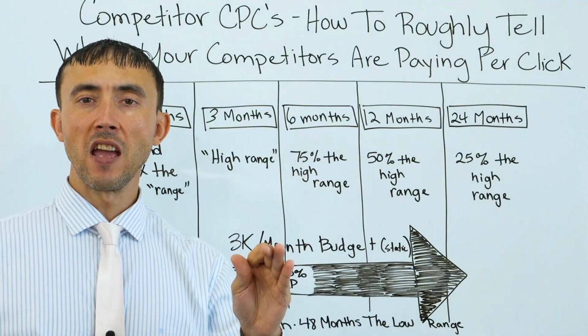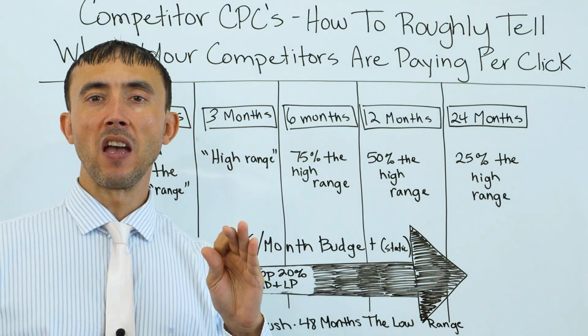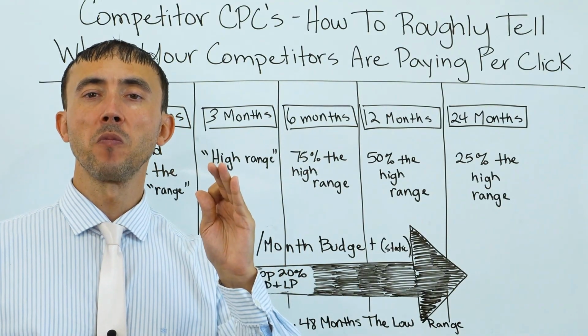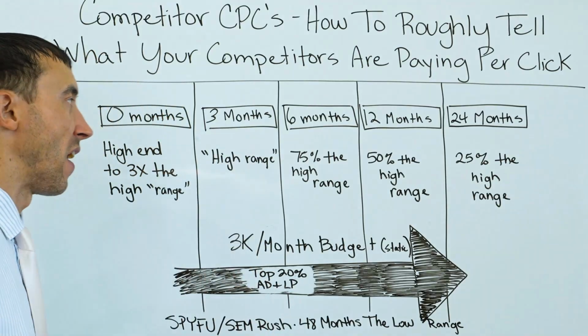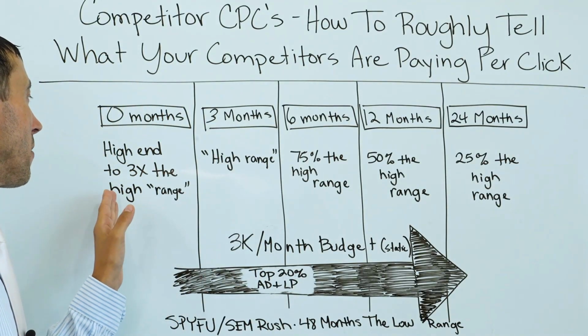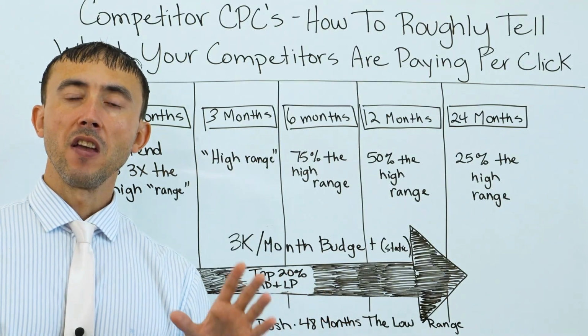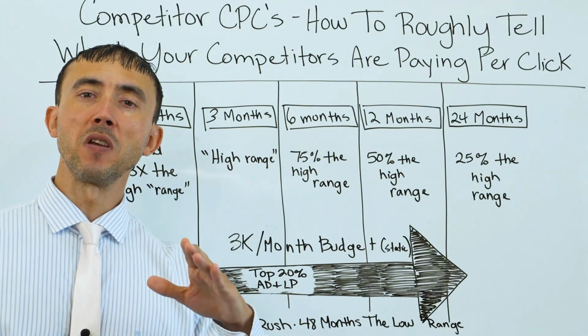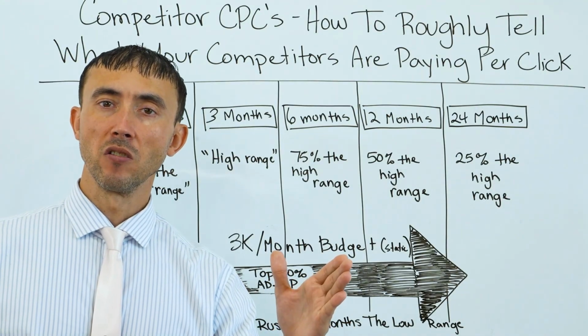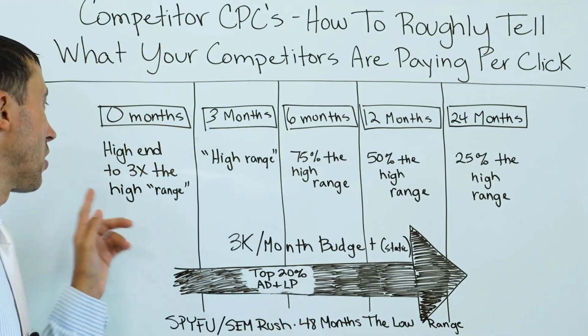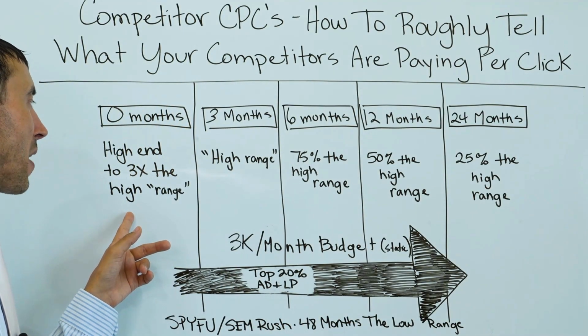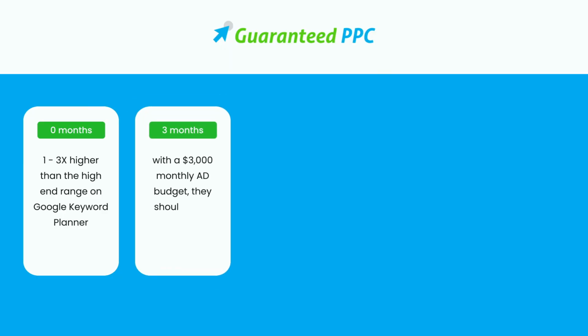The high end of the range is not what you're going to be paying at the beginning, at least in a competitive market. It's going to be more than that. It's going to be somewhere slightly above that to 3 times above that. Okay? If you're not in a competitive market, it'll be the high end of the range, basically. So that's what your competitor's paying per click at the beginning. After 3 months at a $3K a month ad budget, they should be at the high end of the range. Not above it, just at the high end of the range, roughly.